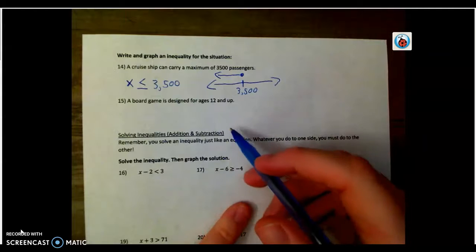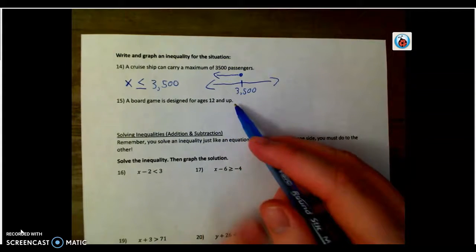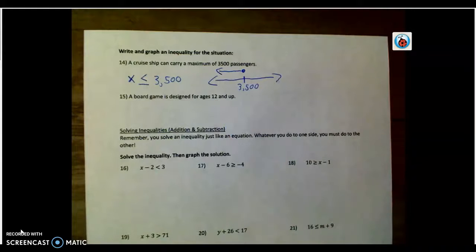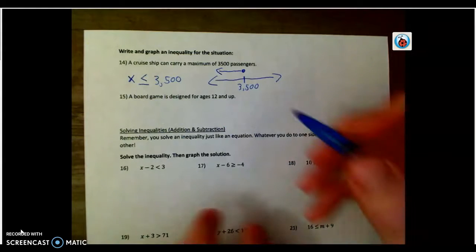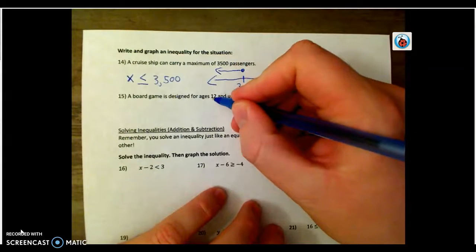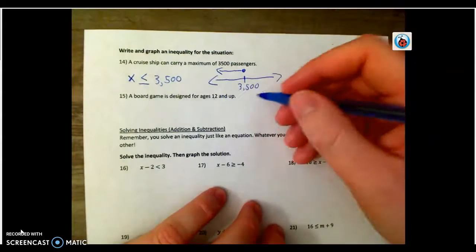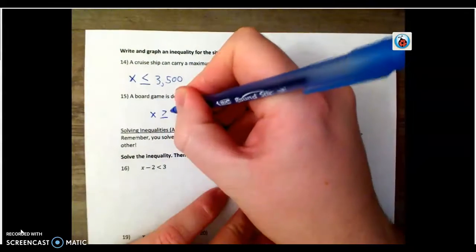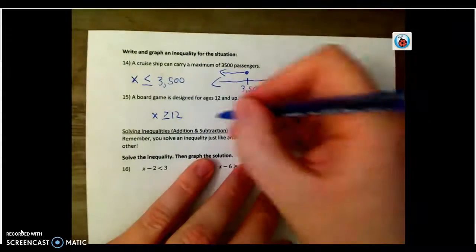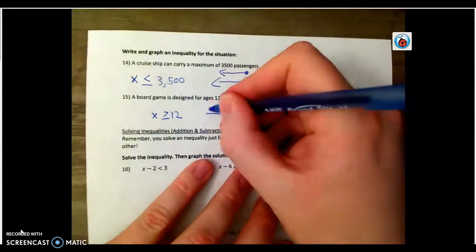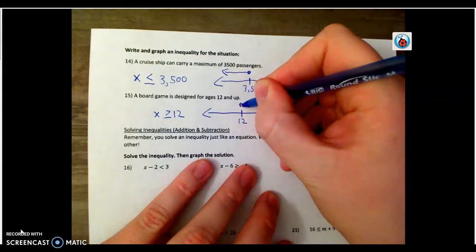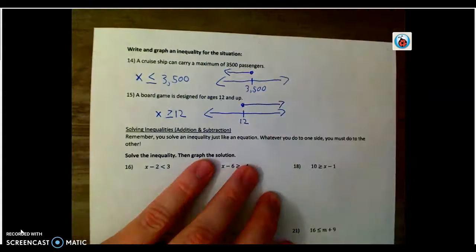Number 15, a board game is designed for children 12 and up. Hopefully you can think about that, right? If you're 13, you should be able to play this game. If you're 10, you shouldn't be able to. So it's going to be all answers of 12 and higher, right? X is greater than or equal to 12. So we include our number line, add our boundary point of 12, closed circle, going to the right.